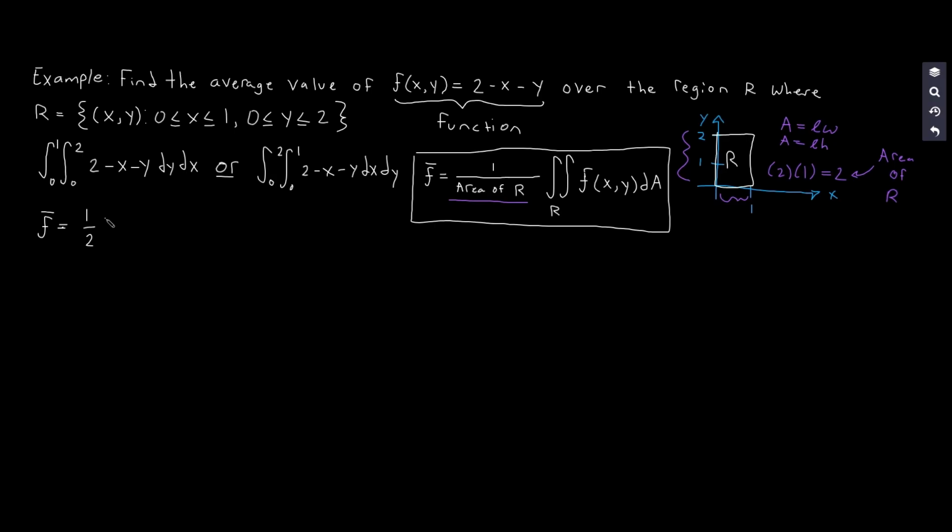And that's times the double integral, which is, let's do this one, shall we? So 1/2 times the integral from 0 to 2 times the integral from 0 to 1 of 2 minus x minus y dx dy.